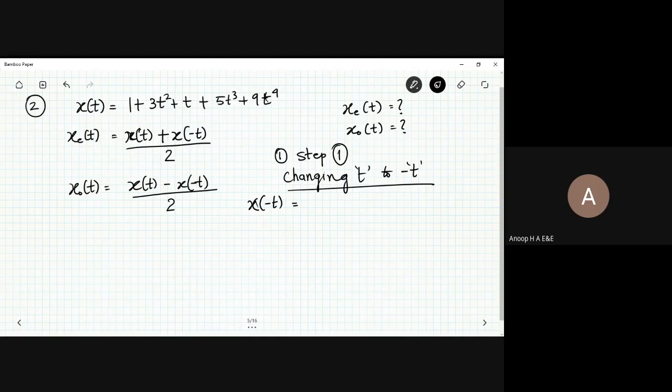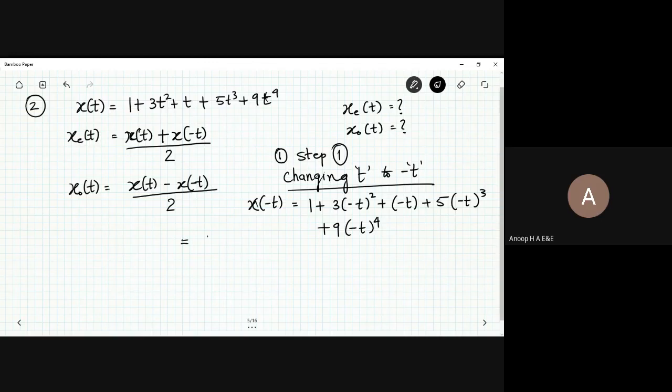So how are you going to represent x of minus t? You change t to minus t itself. You don't have to change to 1 plus 3t, only t as minus t. That is minus t plus 5 times minus t to the power 3 plus 9 times minus t to the power 4. This is how you can represent x of minus t.